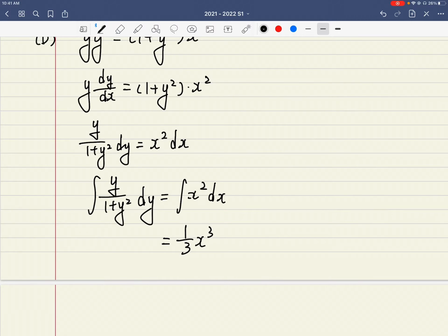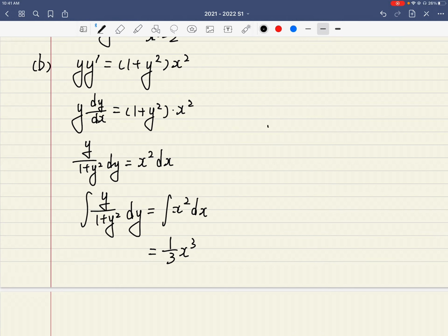Right? You need to do a substitution method. So let's do it here. You integrate y over 1 plus y squared. Whenever you do a substitution, it's when you see one part of the function is a derivative of the other part of a function. If you just integrate this, it's hard to get the answer.